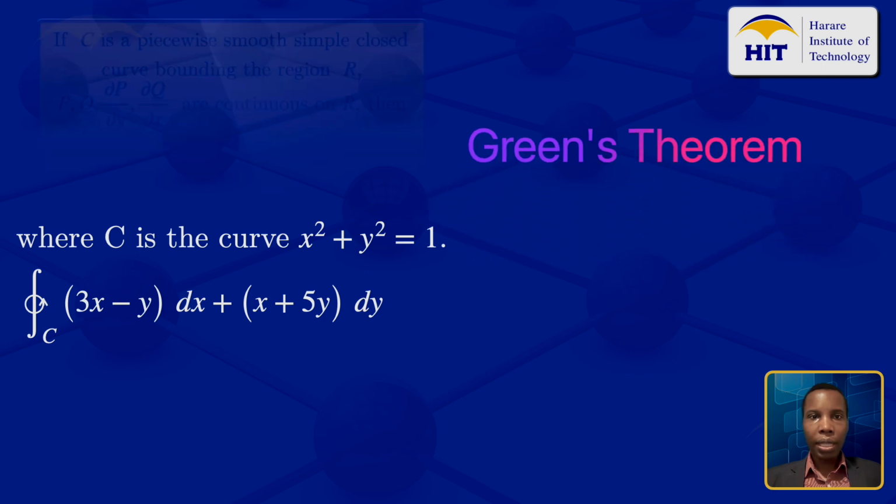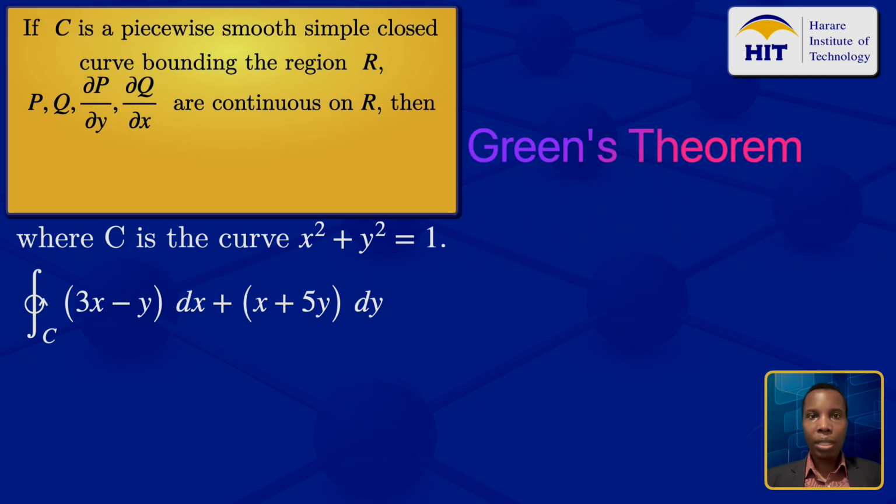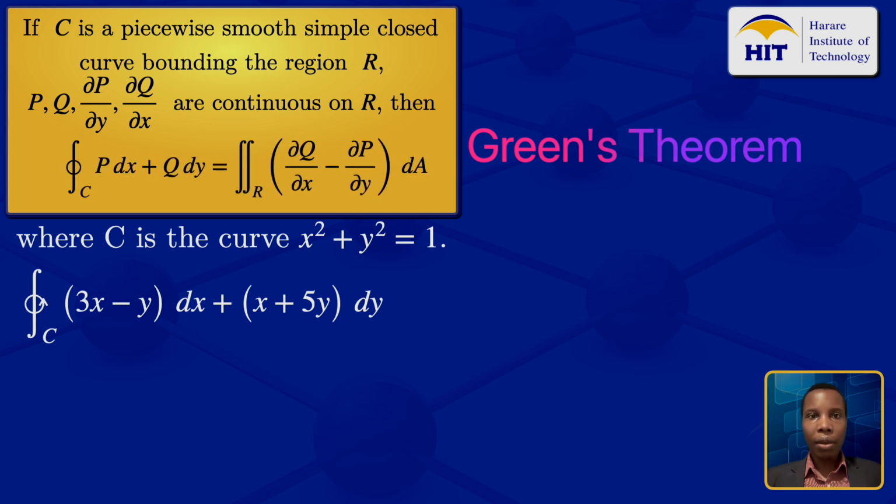Green's theorem states that if C is a piecewise smooth, simple closed curve bounding the region R, and P, Q, the partial derivative of P with respect to y, and the partial derivative of Q with respect to x are continuous on the region R, then the integral along the closed curve C in the positive direction of P dx plus Q dy is equal to the double integral over the region R of the partial derivative of Q with respect to x minus the partial derivative of P with respect to y.